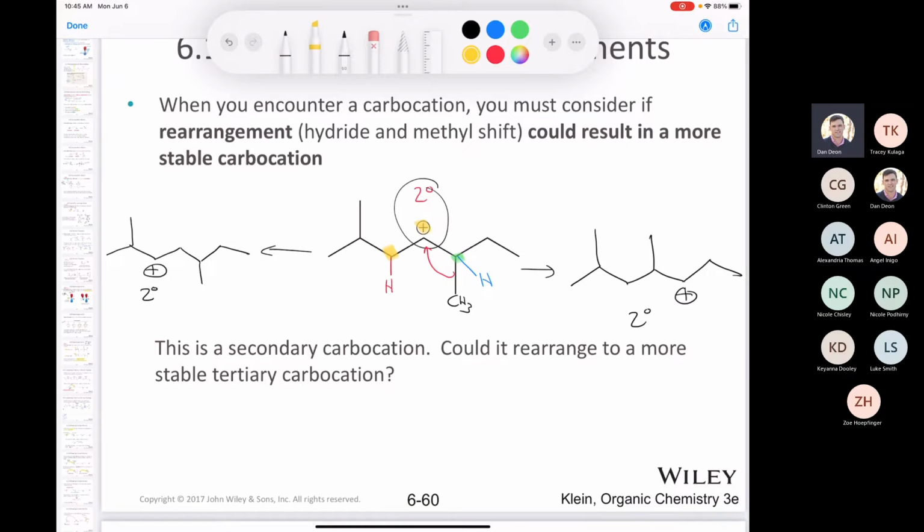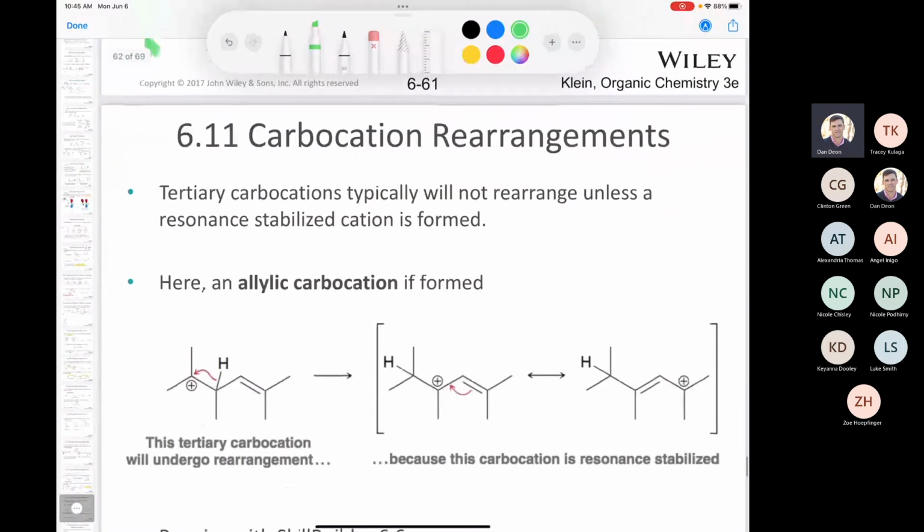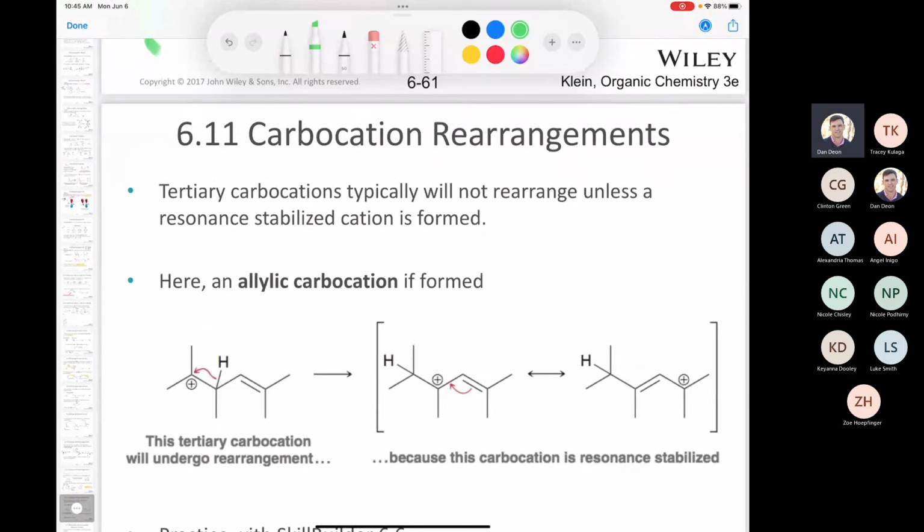So you have to be cagey enough and experienced enough to look at this and say automatically, yes, this hydrogen is going to move, because when it does, I go from a secondary to a tertiary, as is shown right here. Now, you might be wondering, a tertiary carbocation, man, that can't rearrange. That's never going to rearrange because it's the most stable that you showed me on that table a few minutes ago. There are exceptions to that.